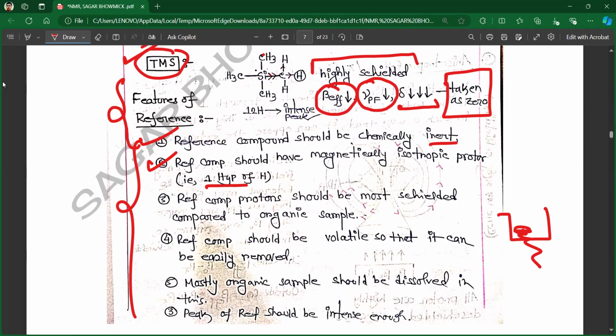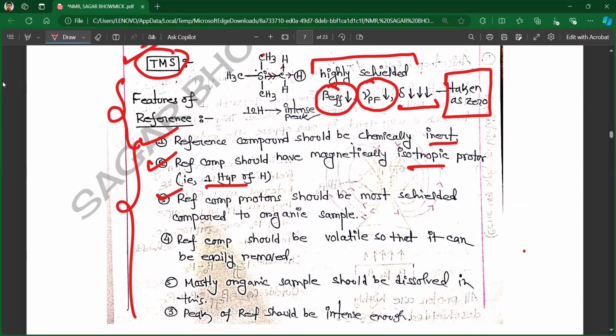If there is only one type of proton, then there is only one signal. If there were 12 different types of protons, then we would have 12 different signals. So there is no use. Which point will I take as reference? There will be confusion. So it is used basically because here all protons are equivalent, all are isotropic. Now, the reference compound's protons should be the most shielded compared to an organic sample.